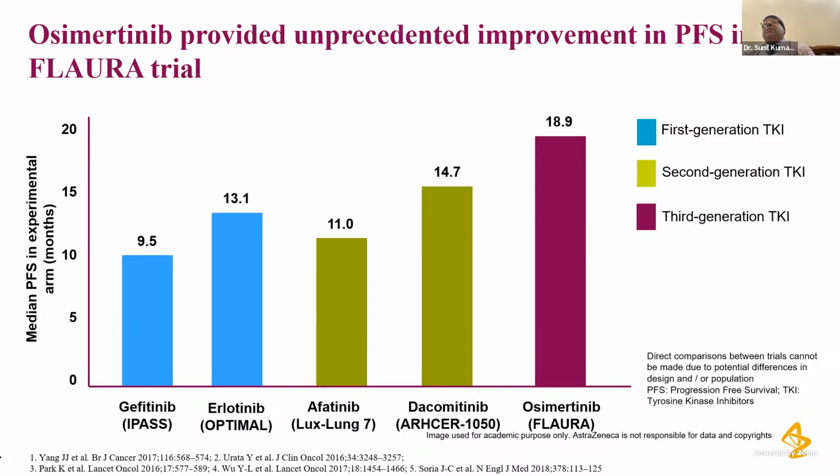But if you see the bar of third generation TKI, it is in the tune of 18.9 months, almost double. If you compare with gefitinib 9.5, 18.9 as per the FLAURA trial is showing a maximum progression-free survival converted into the overall survival.